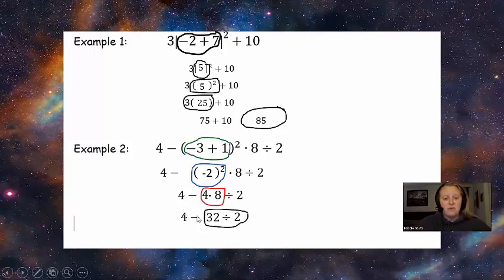Division comes before subtraction, so again, I'm not circling the minus and the 32. I already have an operation, so I'm leaving the minus out. That is 16, and then I copy. So my final answer is going to be -12.